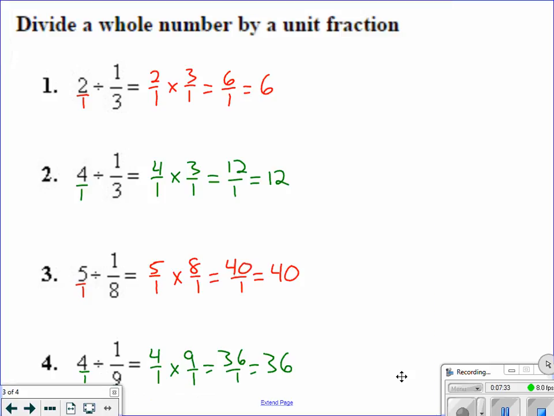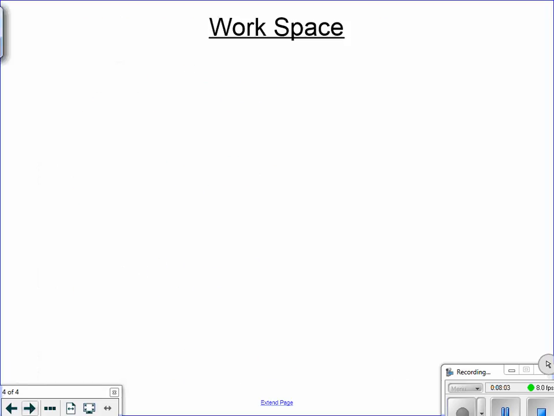All right, go ahead and check 3 and 4. Make sure you got it right there. Again, 3, we treat the 5 as 5 over 1, change the division to multiplication, flip the 1 over 8 to 8 over 1, and then multiply. You end up with 40. Same with number 4. Treat the 4 as 4 over 1, change the division to multiplication, and flip the 1 over 9 to 9 over 1, and then multiply. You should get 36. All right, you should be able to complete your work now. Good luck.